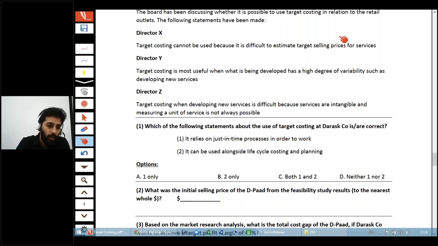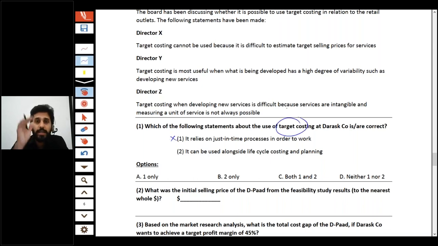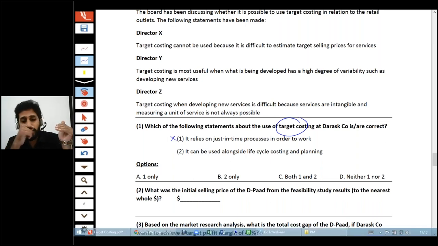The answer is no. Why? Because in target costing, there is a very important focus on cost reduction and on maximizing profit, that is, achieving the target profit. There is thorough attention towards maximization of profit and achieving the target profit. Target costing focuses on cost reduction, not just in time. Just in time is the mindset of throughput accounting, which we are going to study later on.